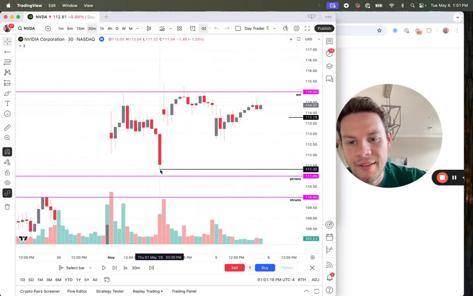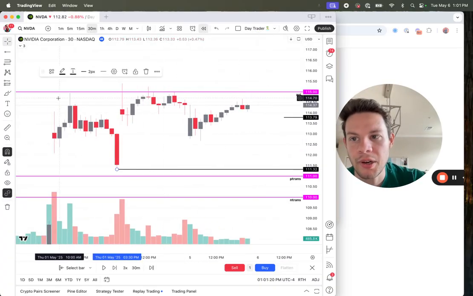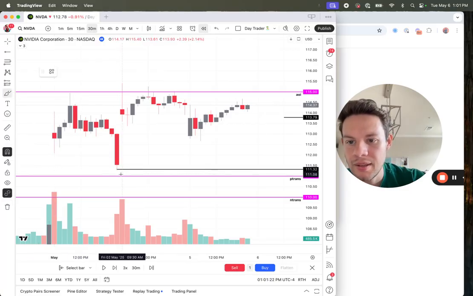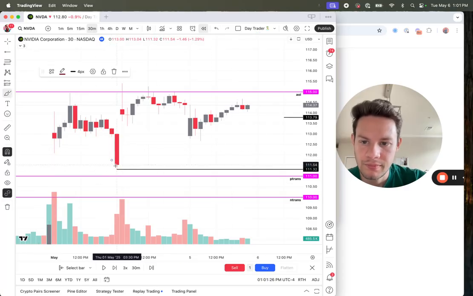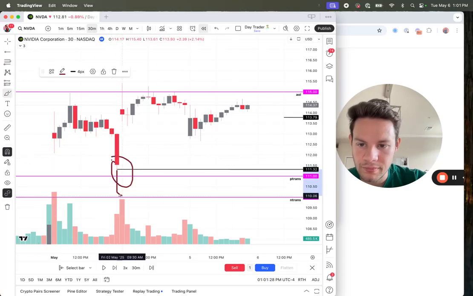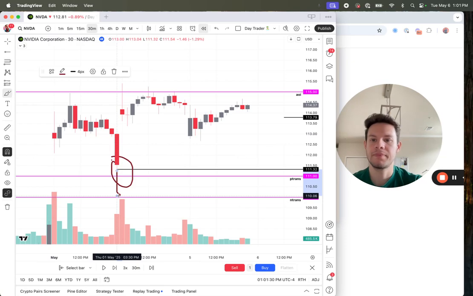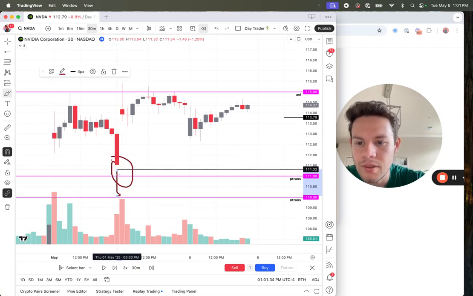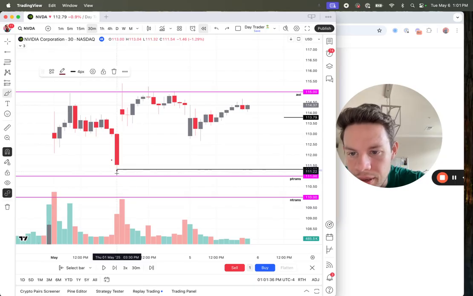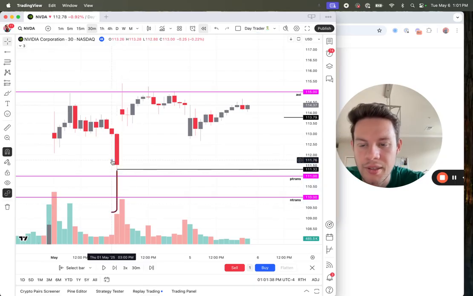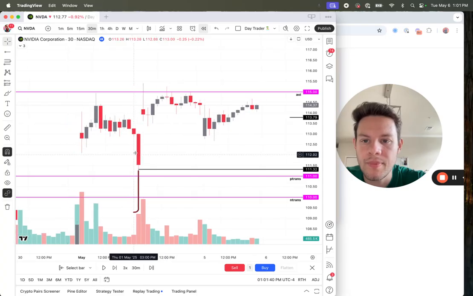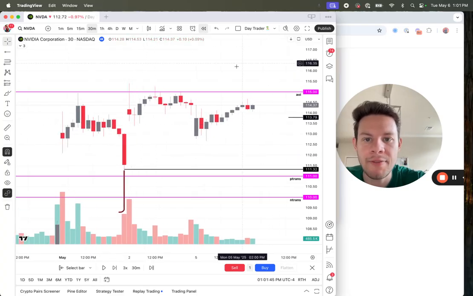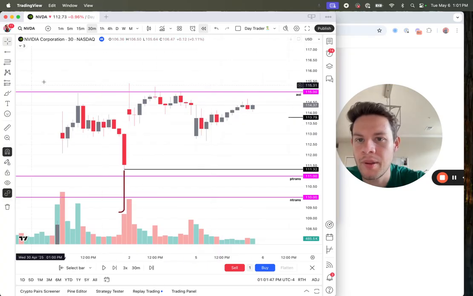this was a high volume candlestick. I think we can all agree with that. Here, high volume candlestick. Okay, fair enough. Let me see if I did this right. Right here, high volume candlestick. And also, what happened after? Let's take a look at this.